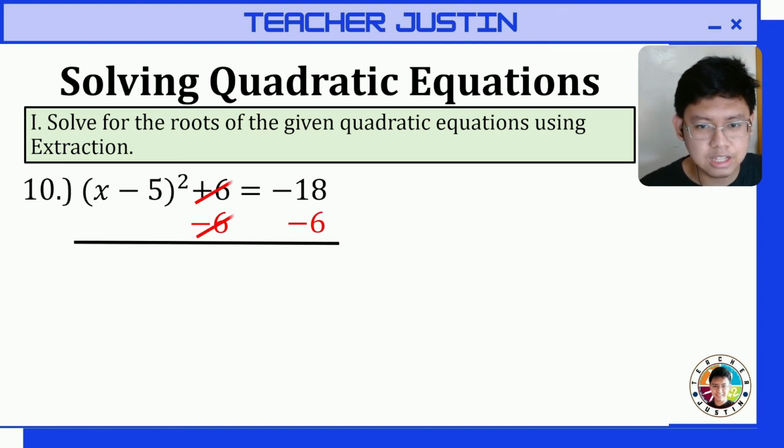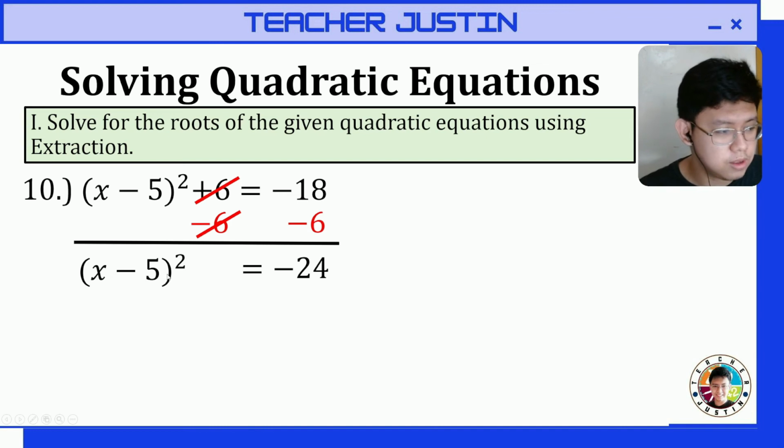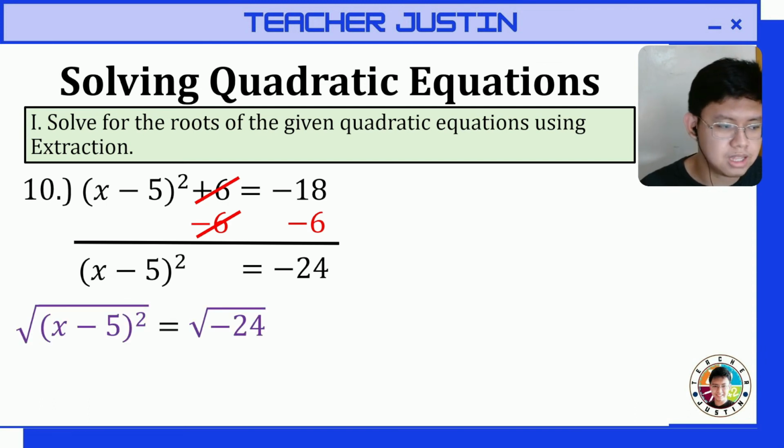So, tanggalin natin yung 6. Matitira sa left side is the squared quantity of x minus 5 and negative 18 minus 6, that will give us negative 24. Our next step is for us to remove the exponent 2 para ma-isolate natin yung variable x. So, let's use the square root property by getting the square root of both sides. So, magiging x minus 5 yung nasa left side.